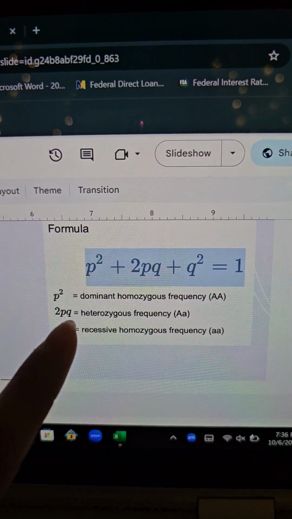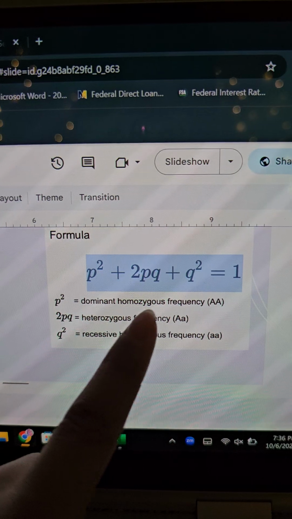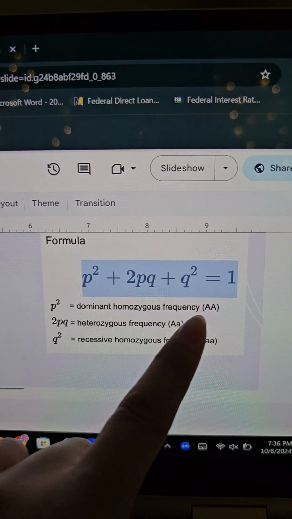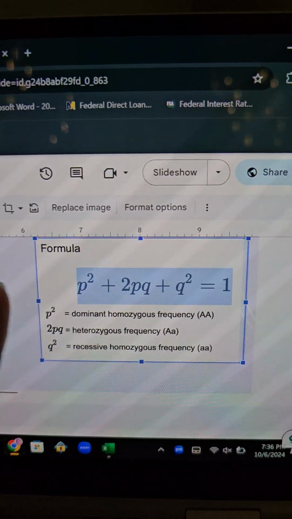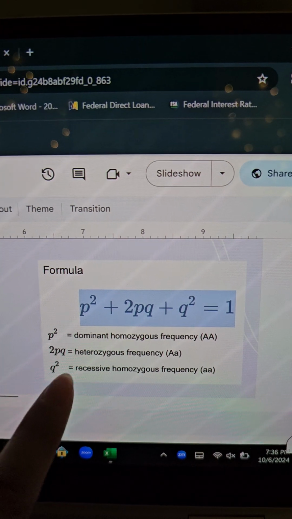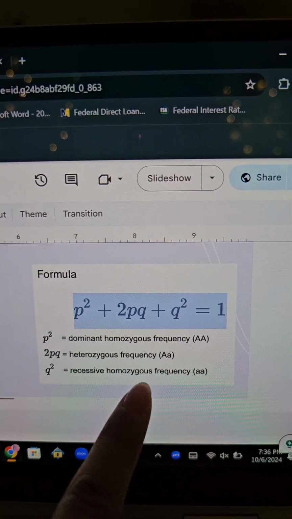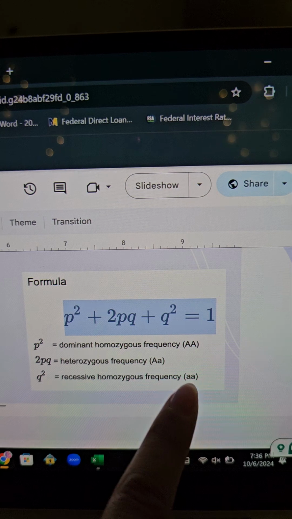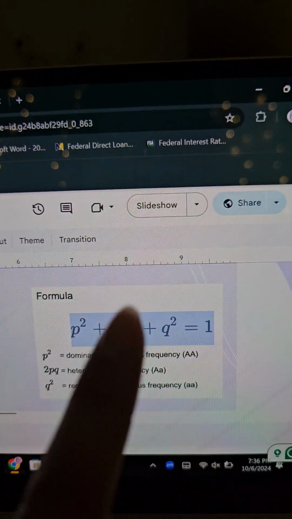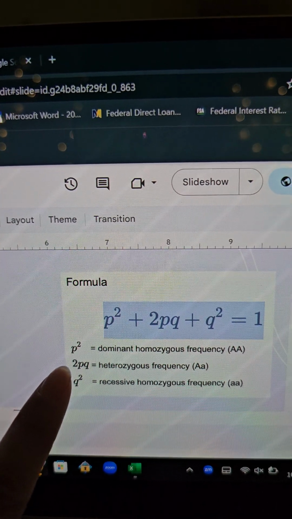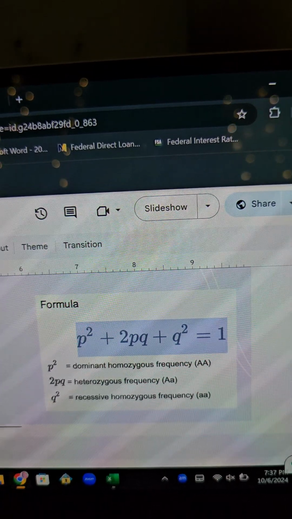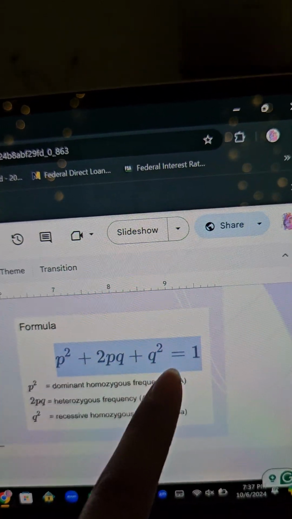But the p squared, as you can see, is the dominant homozygous frequency. Homozygous meaning the same genes, which is the dominant, which is the AA, as you know in the Punnett square. And the q squared is the recessive homozygous frequency, which is the lowercase aa. Just like in the Punnett square, homozygous means the same. And then in the middle is the 2pq, which is the heterozygous frequency, which is one dominant, one recessive. And this equation always equals 1.